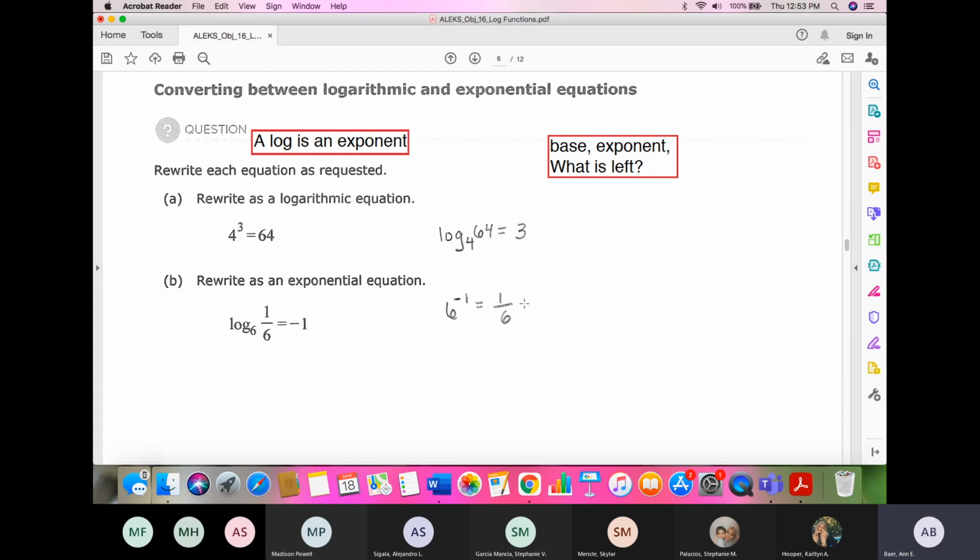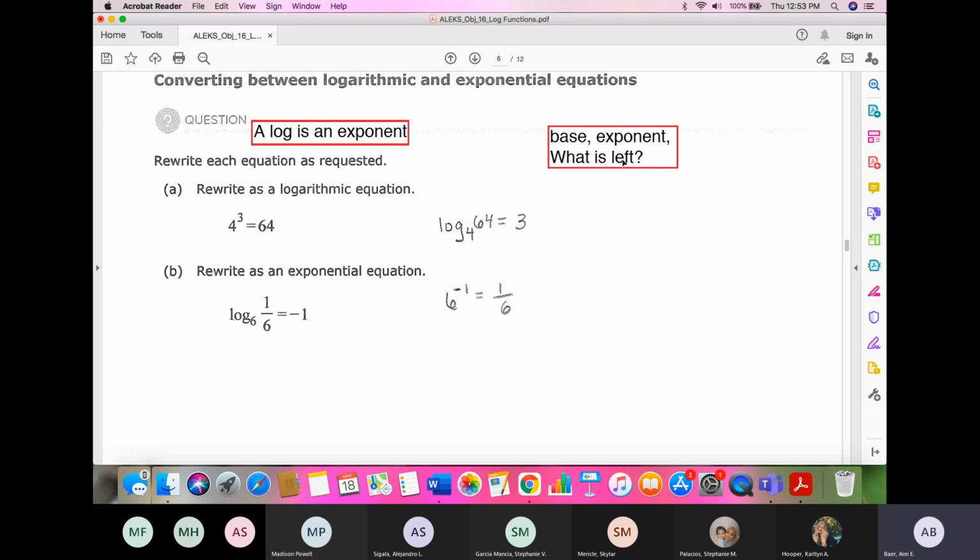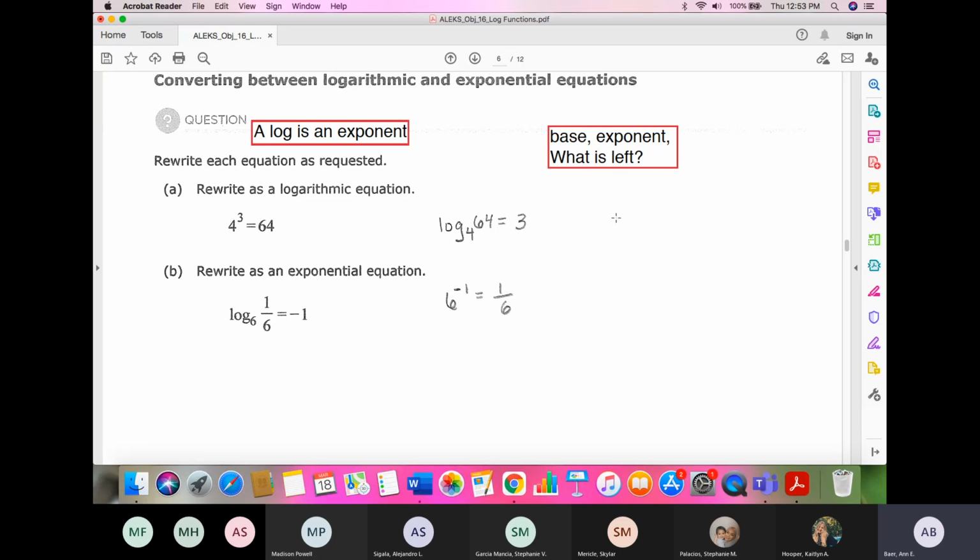I think we're going to do one more of these, one more question in the same topic. Any questions on this particular question? Remember, base, exponent, what is left? You might want to jot that down if you haven't already. I'm jotting it down real fast here.